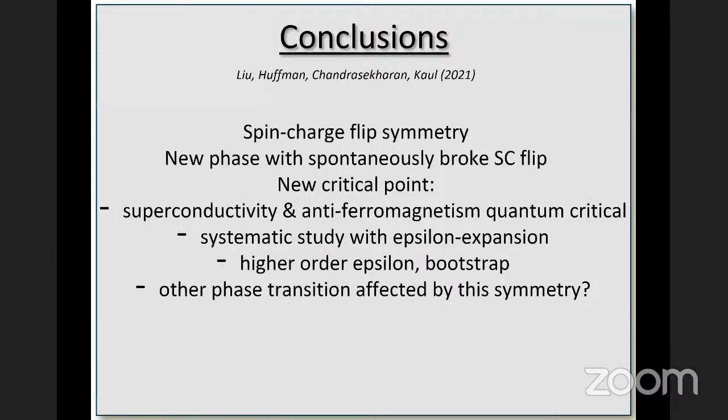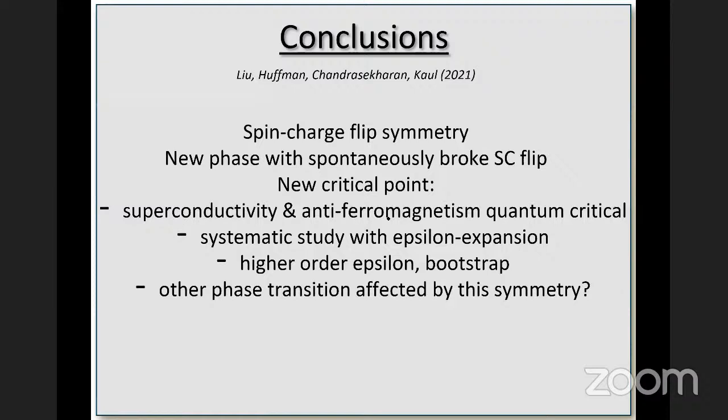I just want to say that the spin charge flip symmetry, which is sort of a fundamental property of the lattice model, I mean, technically, it is there in the continuum Dirac equation, right? So it's also a property of the continuum Dirac equation, and it affects the kind of phases you get at strong coupling. And we find that there's a new critical point in which both superconductivity and antiferromagnetism are simultaneously quantum critical. Okay, so this is something that people have been interested in a long time in condensed matter, for critical points where there's both superconductivity and antiferromagnetism.